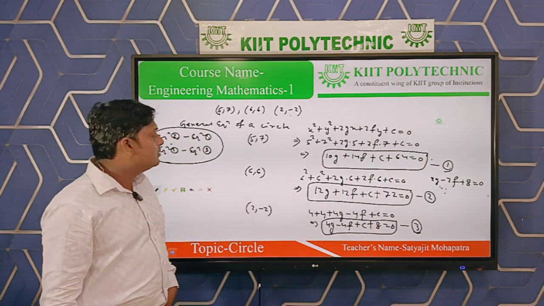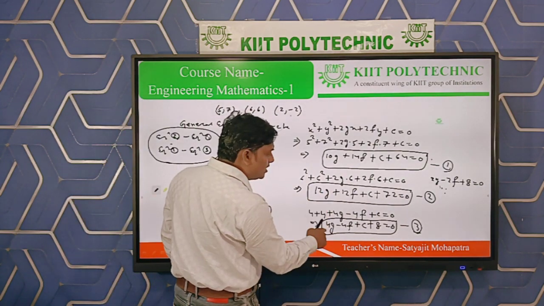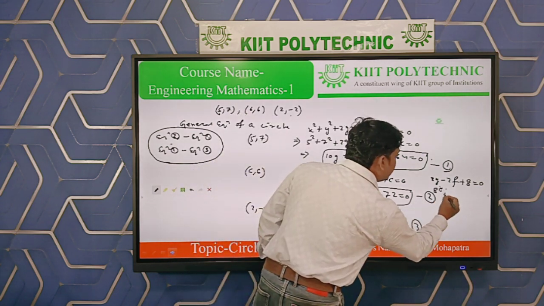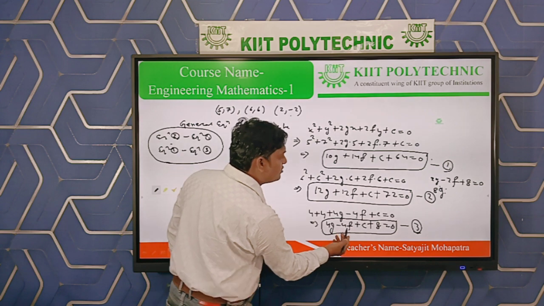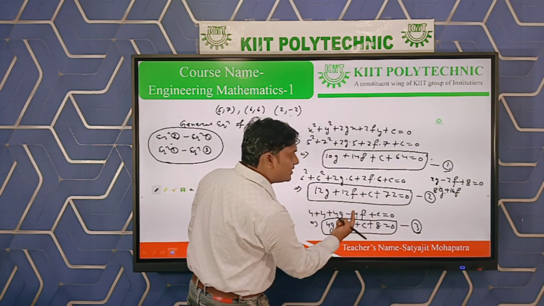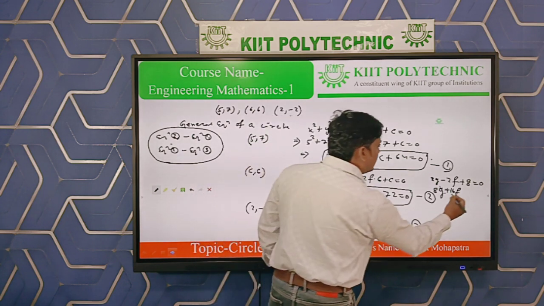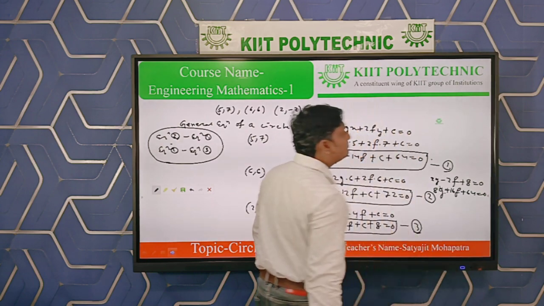First equation we got. Equation 2 minus equation 3. Do here. 12g minus 4g is 8g. 12 minus minus 4 gives plus 16f. Then c and c cancel. 72 minus 8 becomes plus 64 equals to 0.